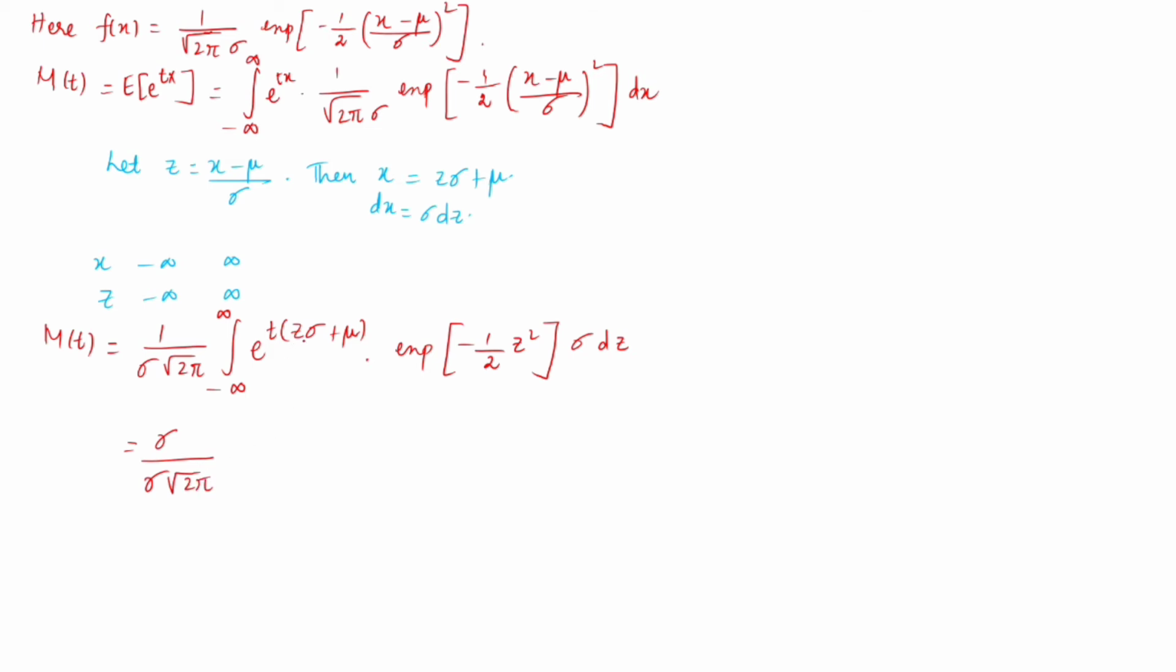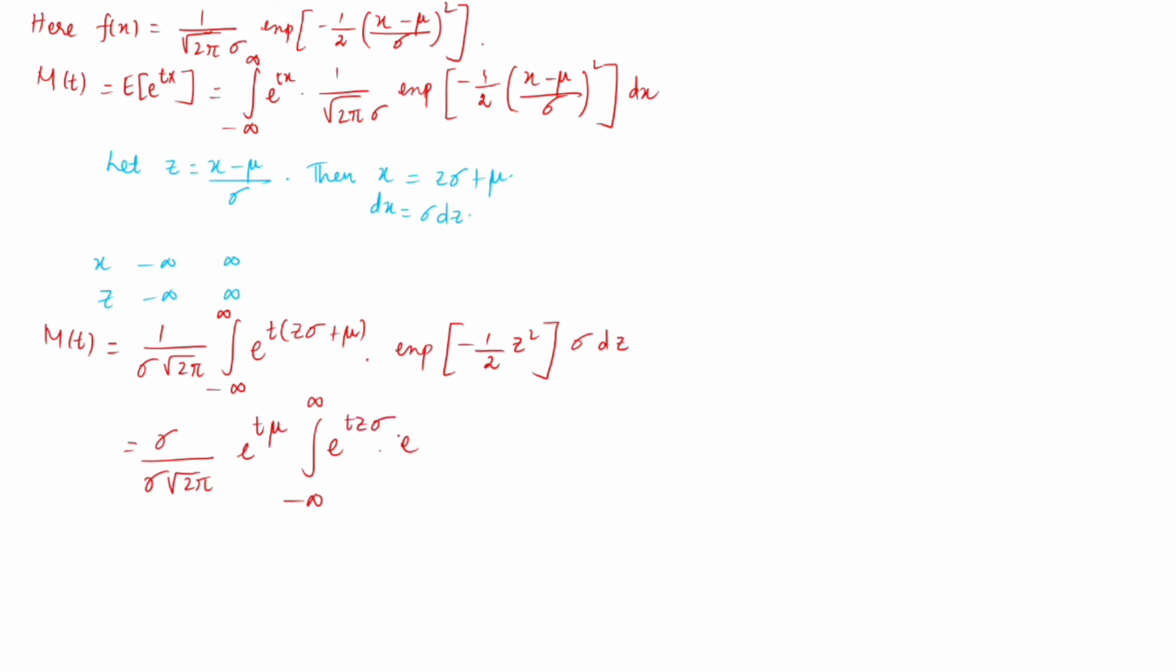And if you notice here, z is the variable upon which we are integrating. So this mu has nothing to do with z. It is independent of z. So we can take that quantity also outside. E to the power t mu. We take it outside. So now it is from minus infinity to infinity, e to the power t z sigma.